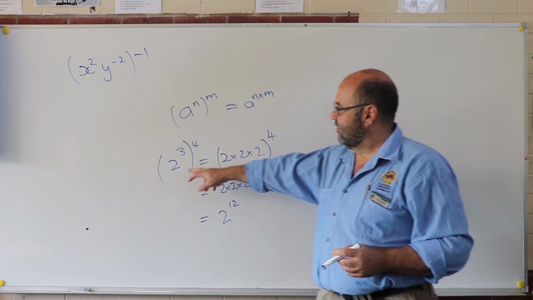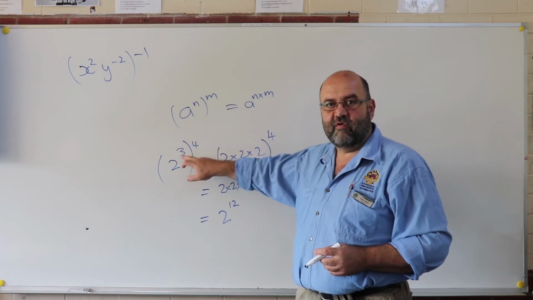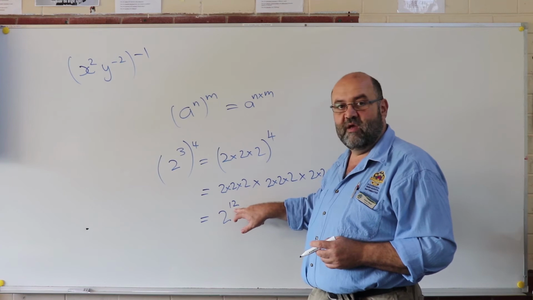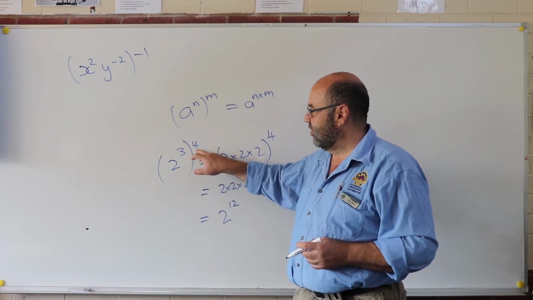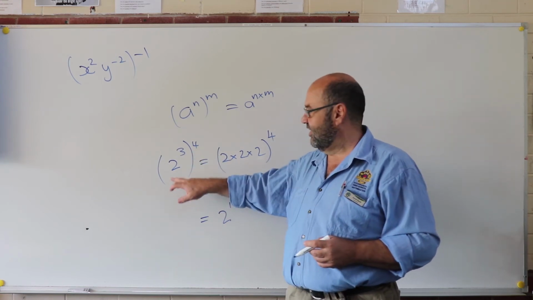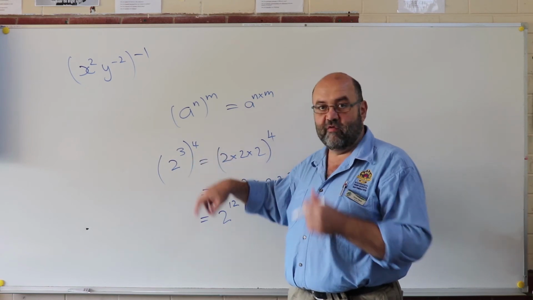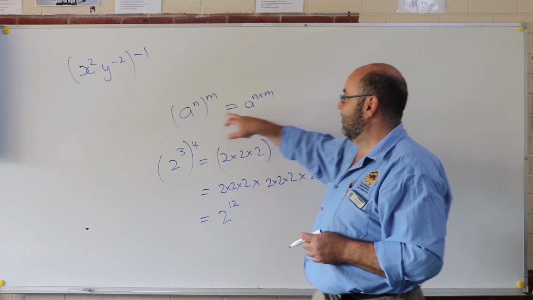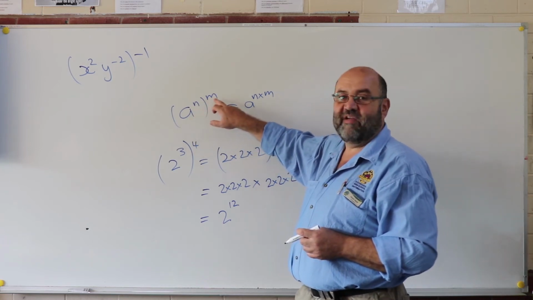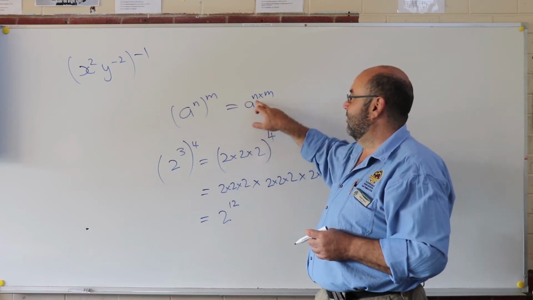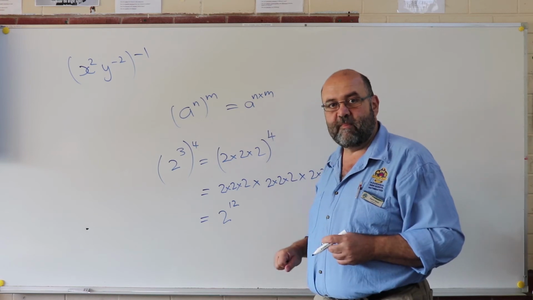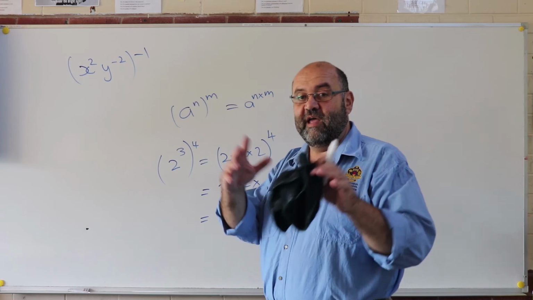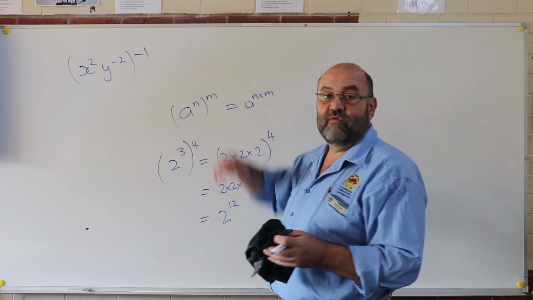But look at this, 2 to the power of 3 to the power of 4, 3 times 4 gives me 12 as well. Okay, so I could have just multiplied those two powers and said 2 to the power of 3 to the power of 4 is 2 to the power of 12. And that's exactly what this law is saying. A to the power of n to the power of m is a to the power of n times m. Okay, so there's that law. Let's put all of those laws together, everything that we've seen, and have a look at that question there.